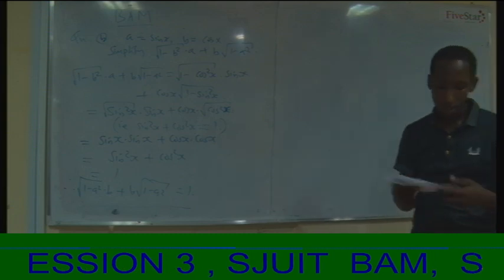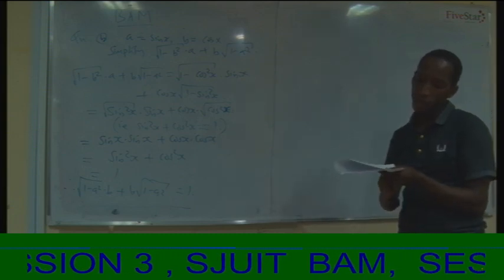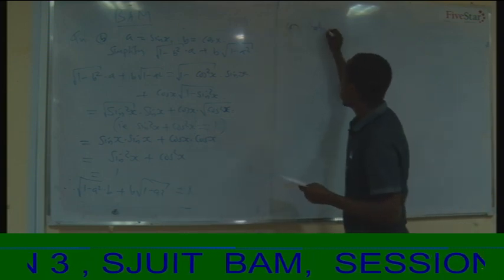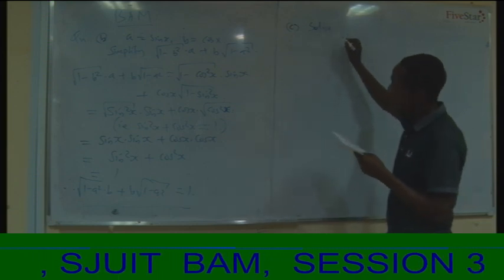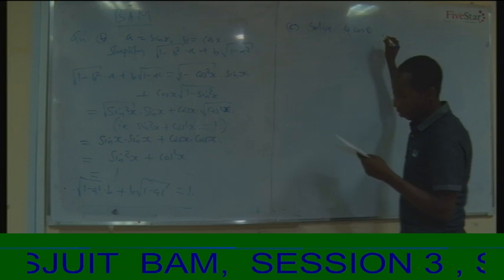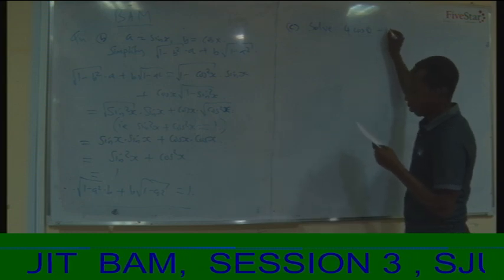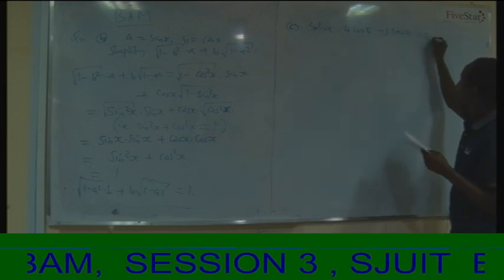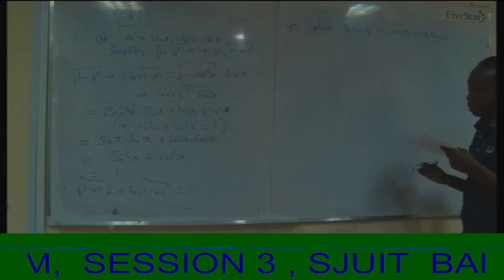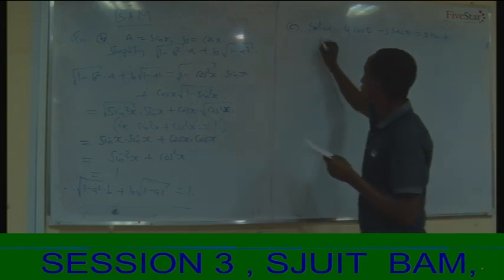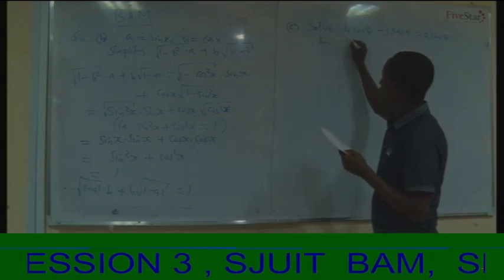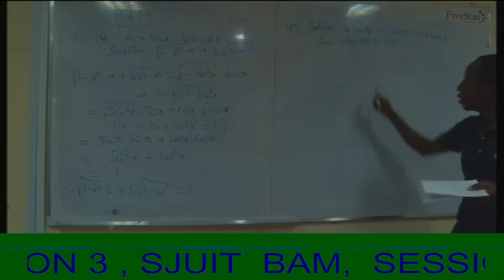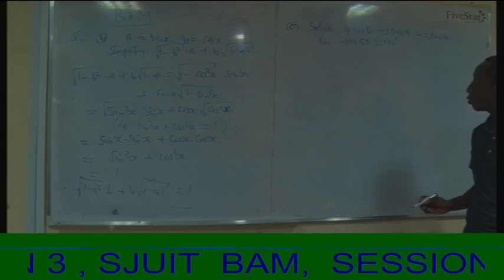Let's continue with the third part. The third part is solve the following equation. The question is solve the trigonometric equation 4 cos theta minus 3 sec theta equals 2 tan theta, for the value of theta between negative 180 less than or equal to theta less than or equal to 180, that is, the value of theta should lie within this range. So we are asked to solve for theta in this case.